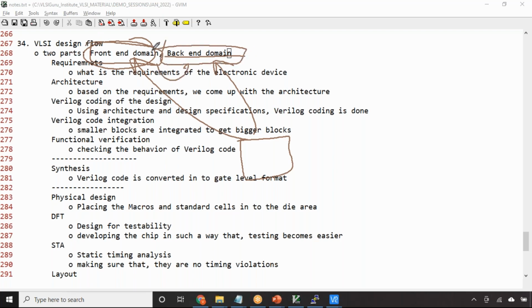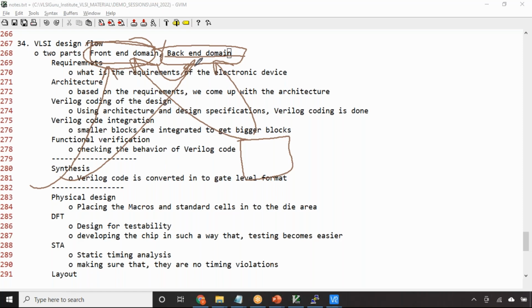What does it mean for the people who are looking for job opportunities? If the industry is good, there are job opportunities. There will be opportunities in the front-end domain also. There will be opportunities in the back-end domain also. So you should be choosing a course based on your interest.